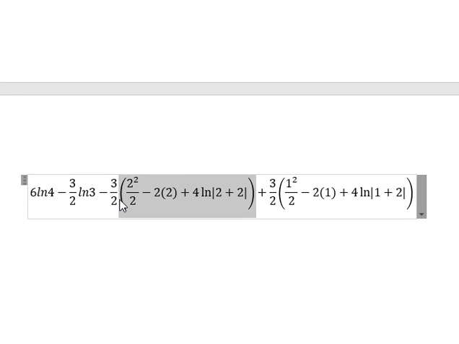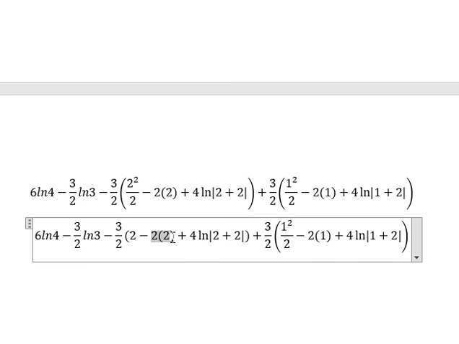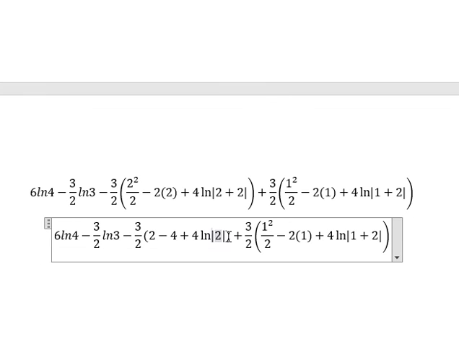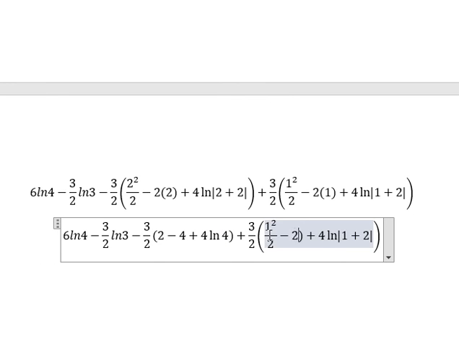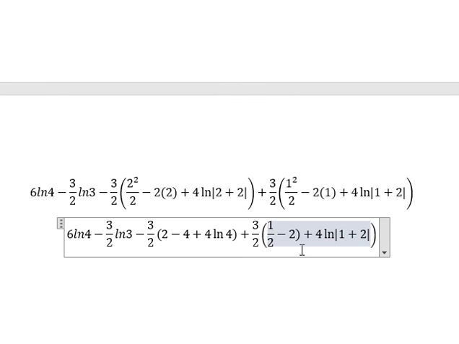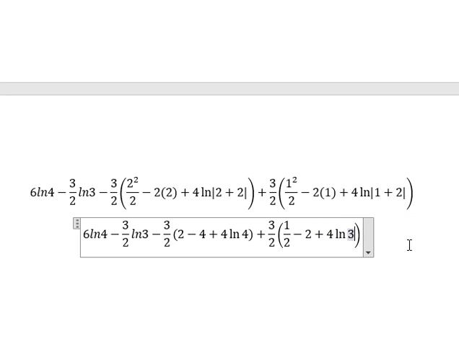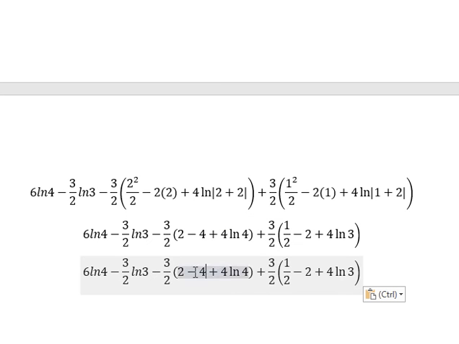Now we need to simplify. 2 squared over 2, you got 2. This one you got 4. This one you got 4. This one you got 2, 1 over 2. And this one you got 3. Now 2 minus 4, you got negative 2.